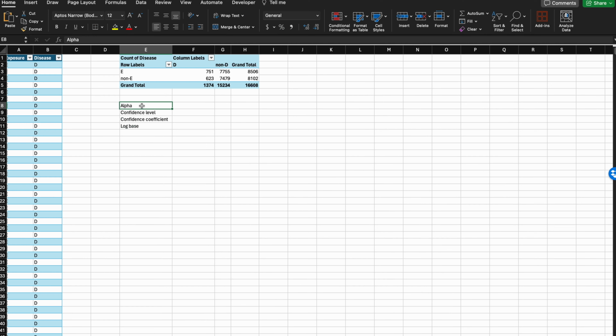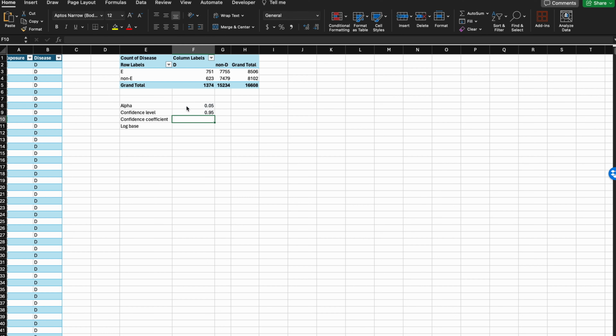I want to set an alpha value, confidence level, and a confidence coefficient, and we are going to have to make use of the natural logarithm. The natural logarithm has a base of e, Euler's number, and we have to calculate that. So let's set our alpha value at 0.05. The confidence level is then equal to 1 minus the alpha value. So we want a 95% confidence level.